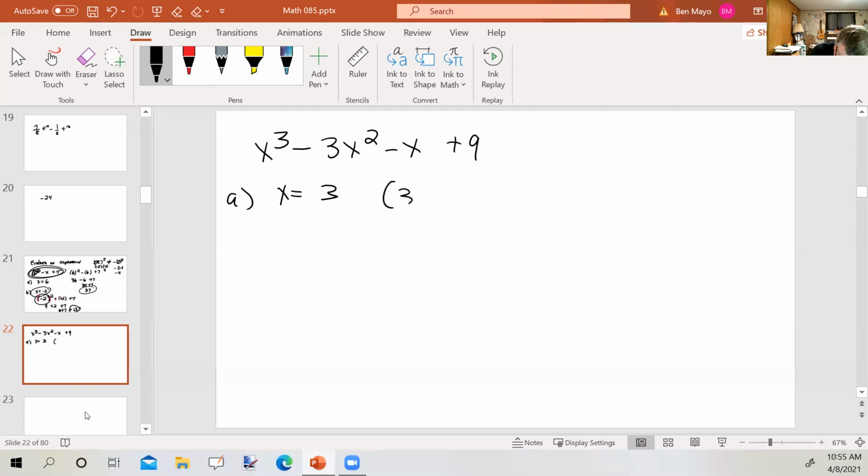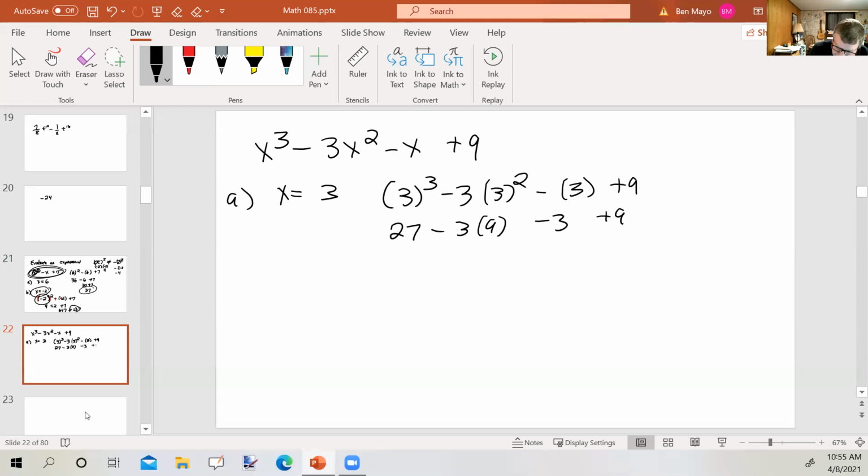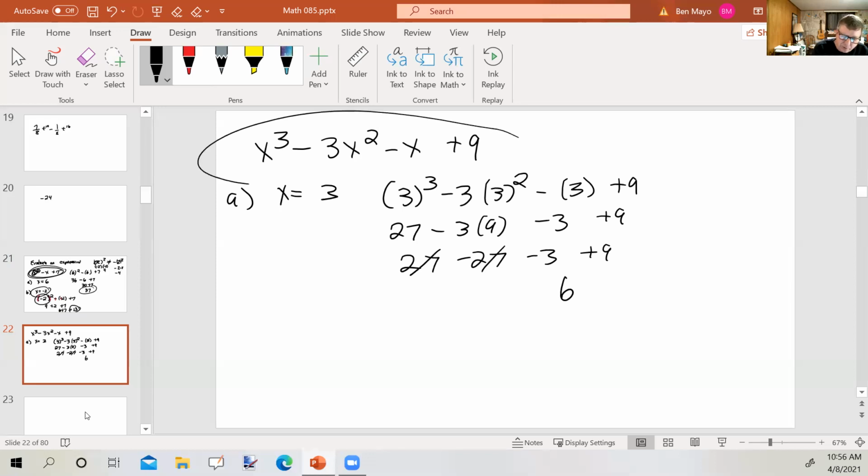So we would get 3 cubed minus 3 times 3 squared minus 3 plus 9. 3 cubed is 27 minus 3 times 9 minus 3 plus 9. 27 minus 27 minus 3 plus 9. The 27 minus 27, those would cancel. Since they're opposites, they would become 0. And -3 plus 9 is 6. So the value of this expression when x is 3 is 6.